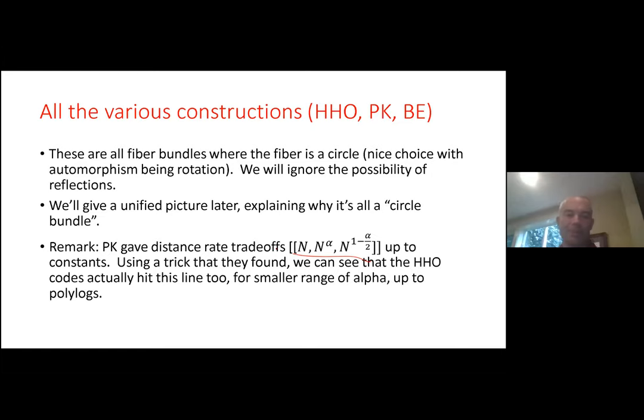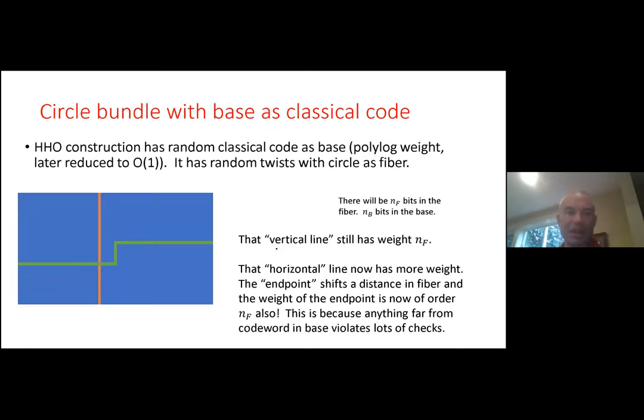linear rate. And actually, using a trick that they found, we found that the fiber bundle codes also hit this line up to a polylog, although for not as large a range of alpha, with an improved way of figuring out distance. So all these codes, all these three, they're all fiber bundles in this case, although described as different products. And they have a base that is a classical code rather than the base being a circle, just as in the toric code. And we use a random classical code in the base, and we put in random twists in the fiber.